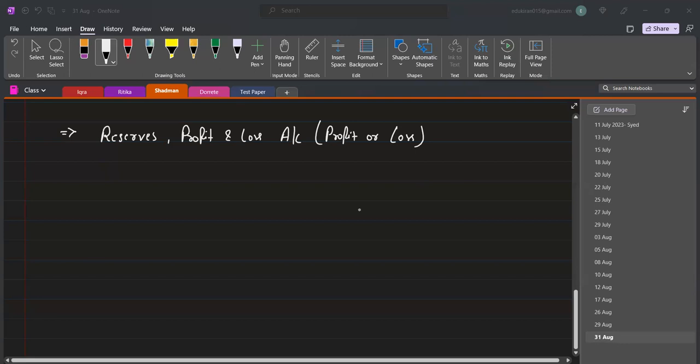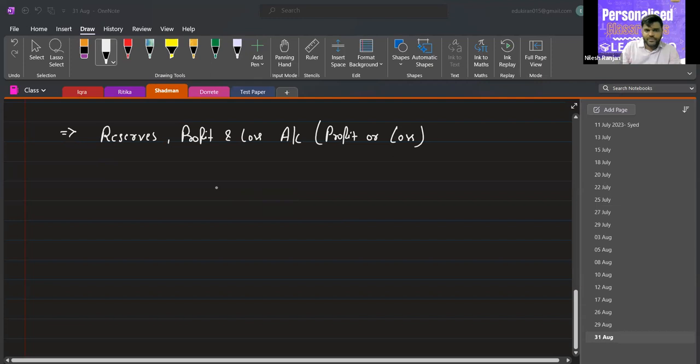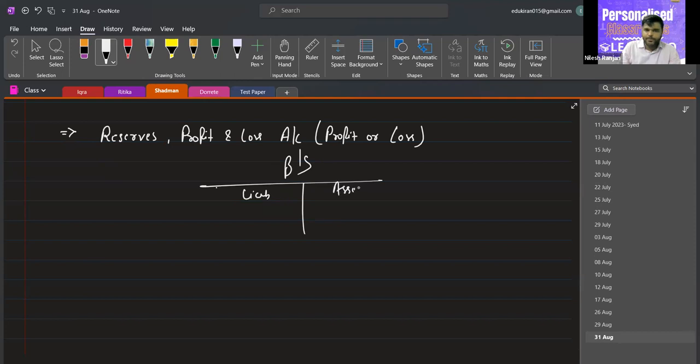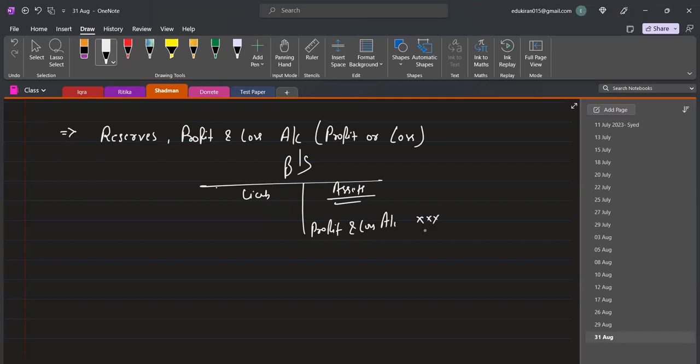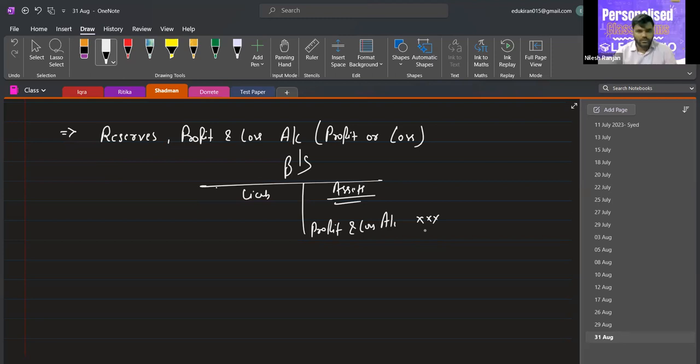No, I'm not having an answer. I'm saying that if this is your balance sheet, this is your liability side, and this is asset side. Let's say if profit and loss is given on the asset side, then what does it mean? Which format is this? Balance sheet. It's a balance sheet. Okay. Actually, if profit and loss account is on the liability side, then it means it is profit. And if it is given on the asset side, then it means it is a loss.